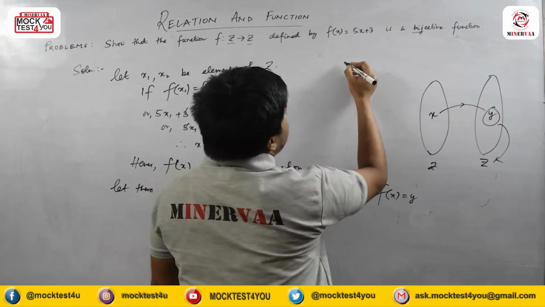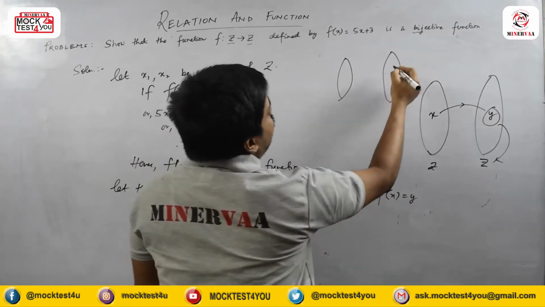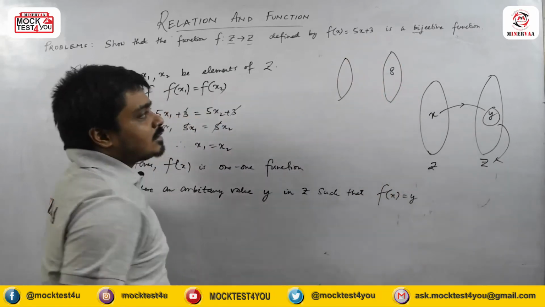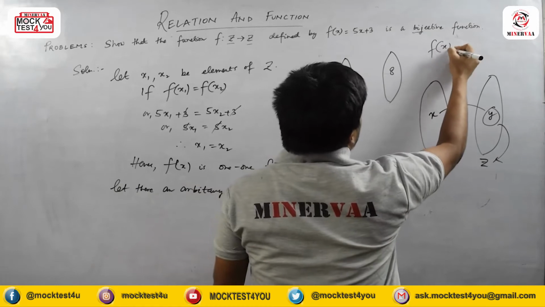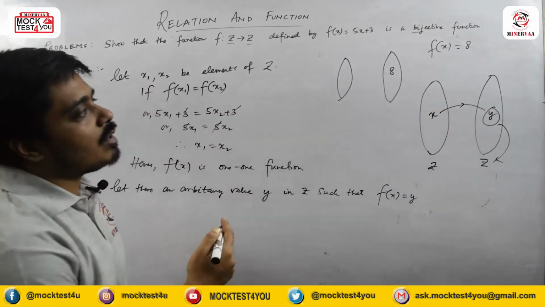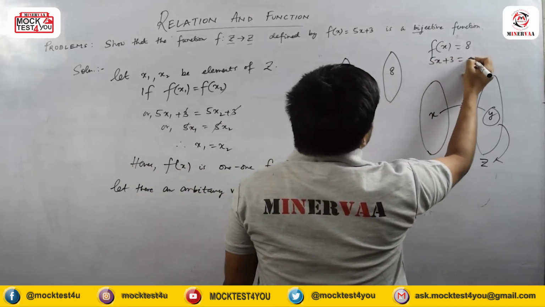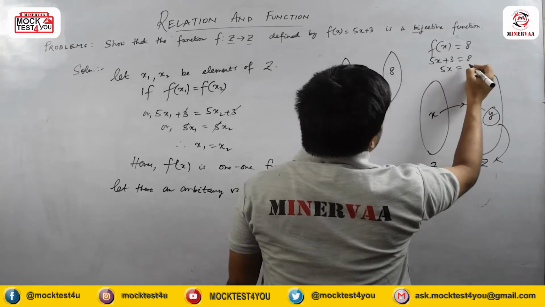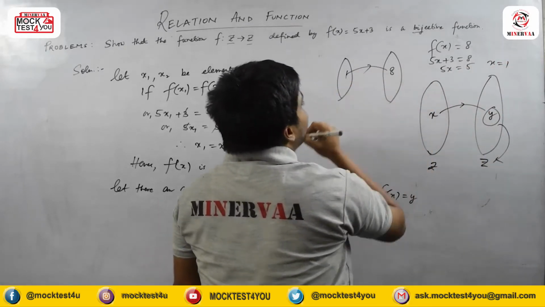Achha, let me show you one example how we are saying that thing. Suppose I am taking y as 8. So f(x), for what value of x will y be 8? Can I find out for what value of x y will be 8? So what I will do is I will write 5x + 3 is equal to 8. So 5x is equal to 5. So x is equal to 1. So here I can see the mapping, right?